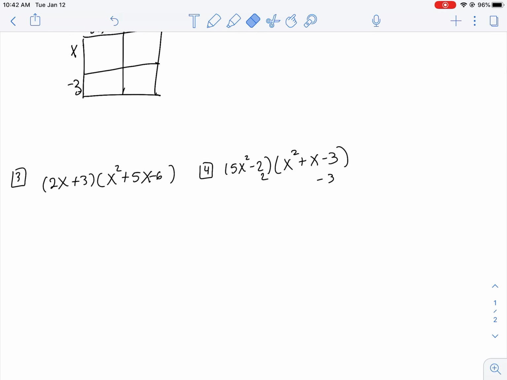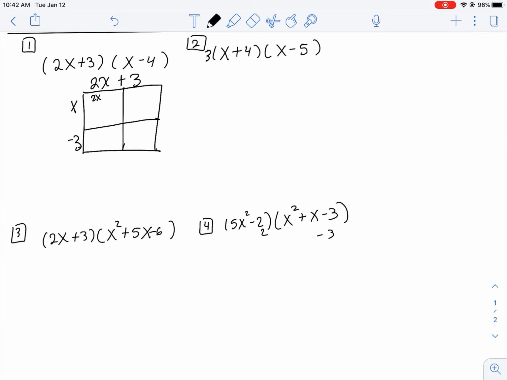So the length and the width of the first box is 2x times x, then 3 times x, then in the bottom, 2x times negative 4, and then 3 times negative 4. So what is 2x times x? Well, the rule when we're multiplying is that we add the powers. So x to the a times x to the b, we're going to add the powers together.